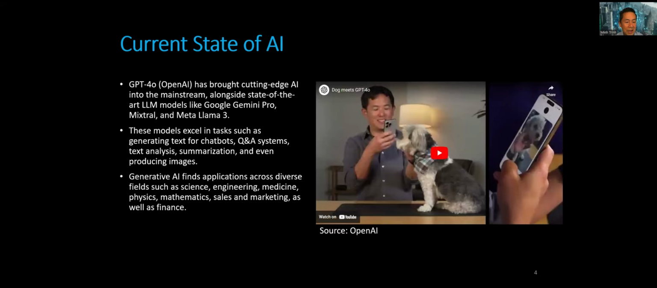So current state of AI. I mentioned GPT-4o, OpenAI, but Google, Mistral, Meta, they all have their large language models, and the competition is very fierce. And every week, they have new release, new research, new techniques, and so on. So it's advancing at a very rapid pace. So here, just like you might have seen it, is a short video on GPT-4o. So let me play it for you.